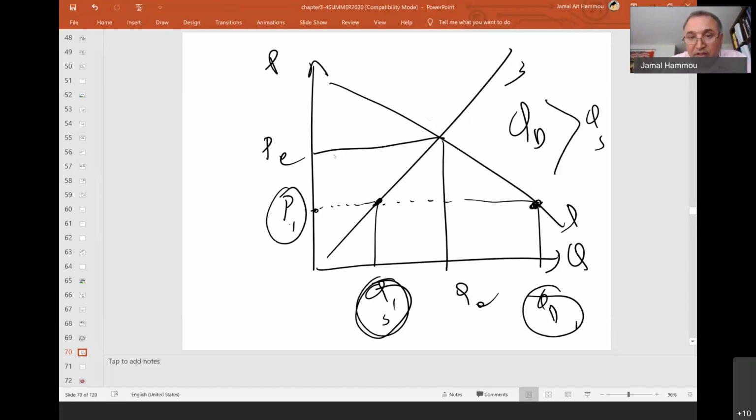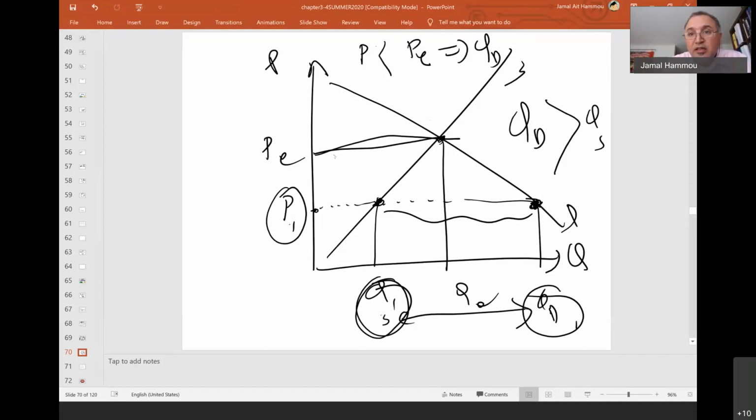Look at the difference between these two, from here to here. That's the difference. The difference between QD and QS is the distance between these two points. So if we have a market price below the equilibrium, so if P is less than PE, we'll have QD greater than QS. We call this shortage.